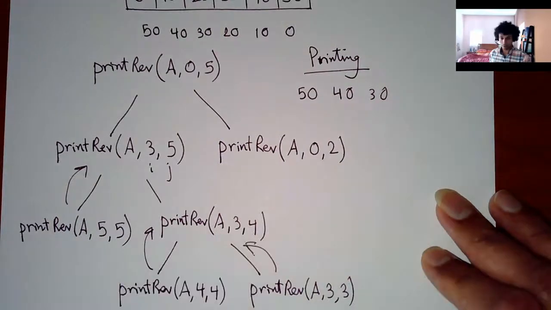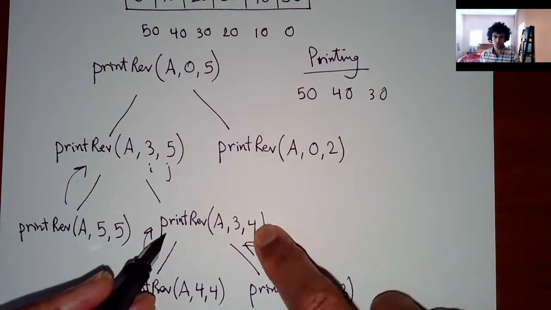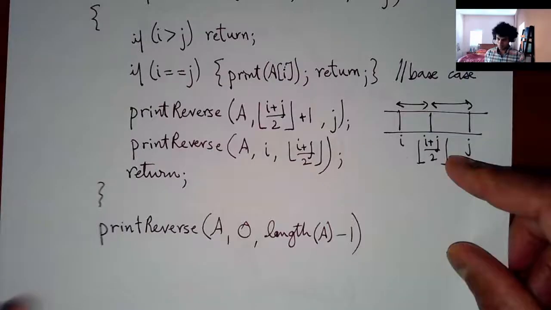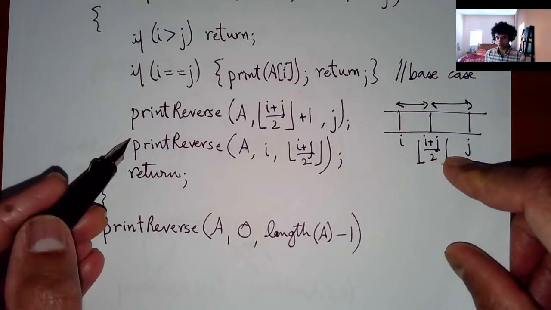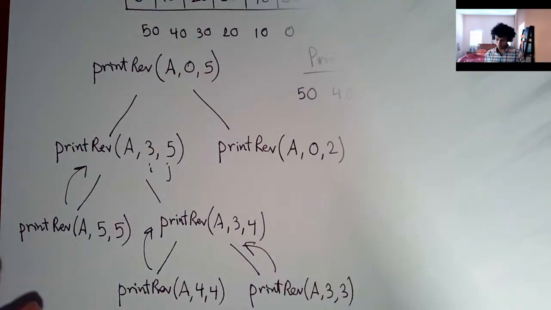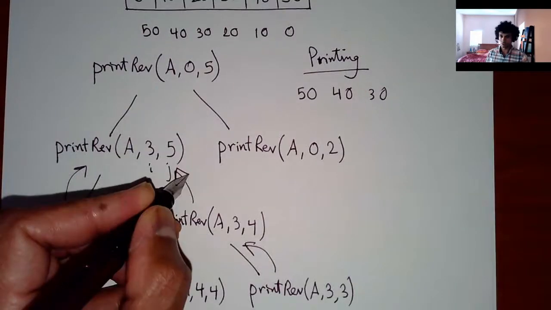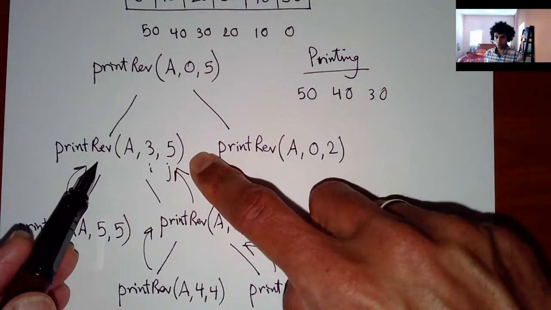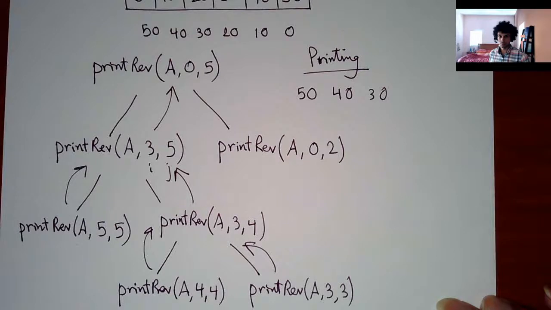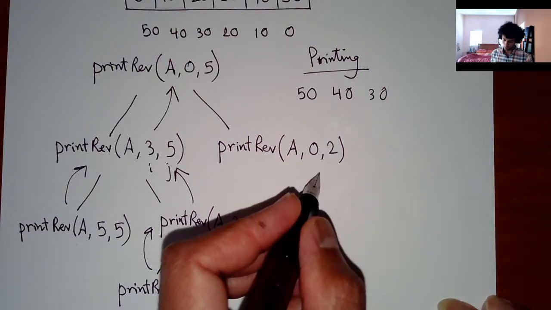This goes back. So both recursive calls are done. Both recursive calls are done. So now it's going to return. This code is going to return. It's going to return. Both of its recursive calls are done. That's going to return. Now this is going to make its first recursive call.